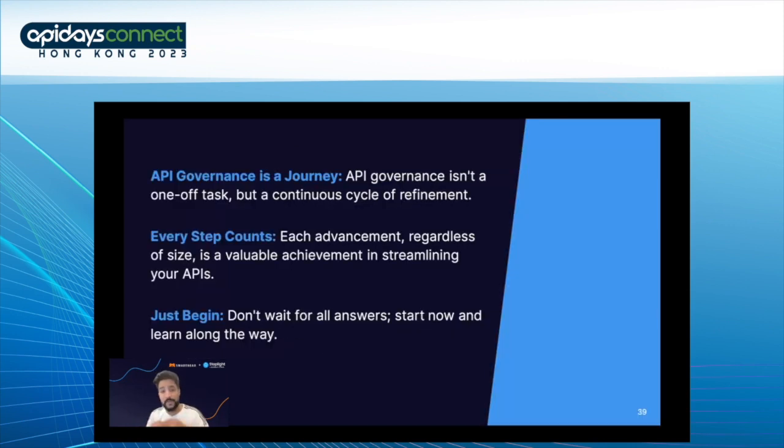Just to finish it up, I know I've been going pretty fast on this, but API governance is a journey. It's not a one-off task, so make it about doing the right thing to start off and then just improving as you learn along the way. Each step counts. Be it a small organization or a large one, just having a catalog is better than not having one, but having style guides is even better.